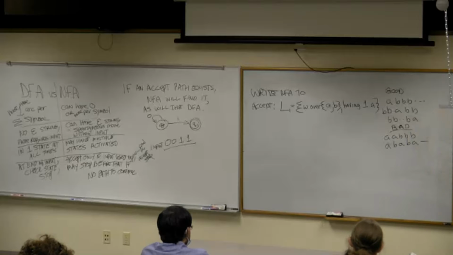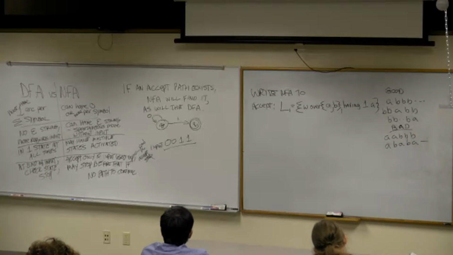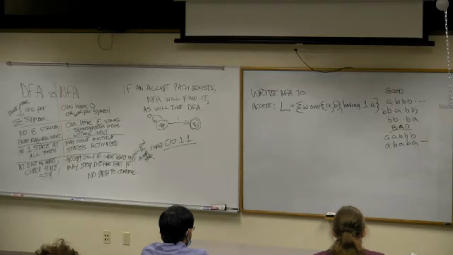Question in the back corner? So even if it is currently in an accept state, if it doesn't have a path to go, and there's still input left, then it will fail. Yes, even if it is at the time in an accept state. Yeah, exactly. And we'll look at an example here with this little guy.